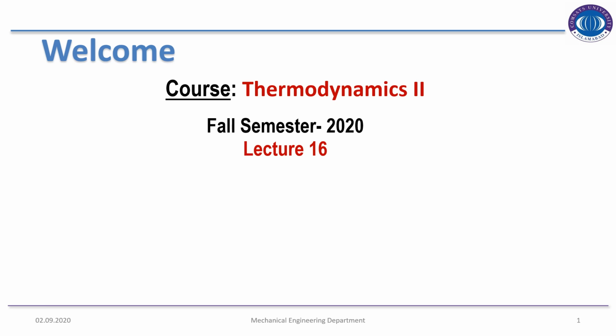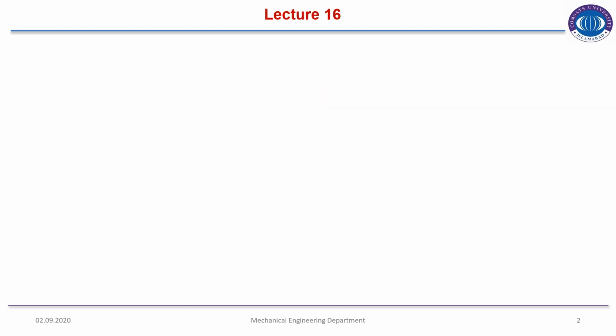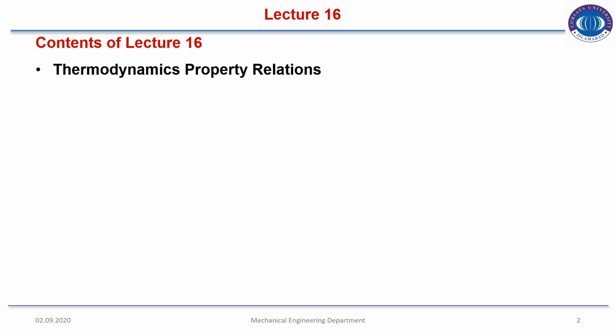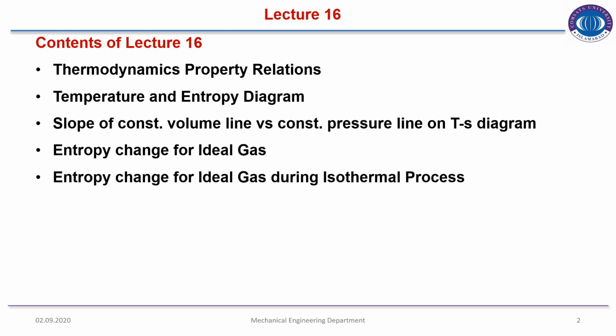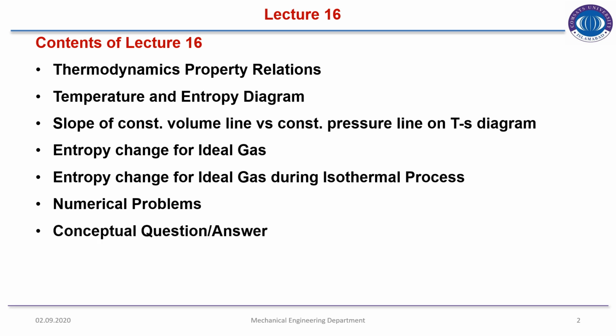I welcome you all to the 16th lecture of Thermodynamics 2. Lecture 16. The contents of lecture 16 are thermodynamics property relations, temperature and entropy diagram, slope of constant volume line versus constant pressure line on PS diagram, entropy change for ideal gas, entropy change for ideal gas during isothermal process, numerical problems, and conceptual questions and answers.